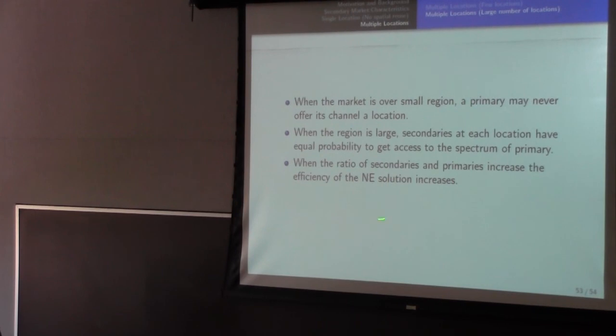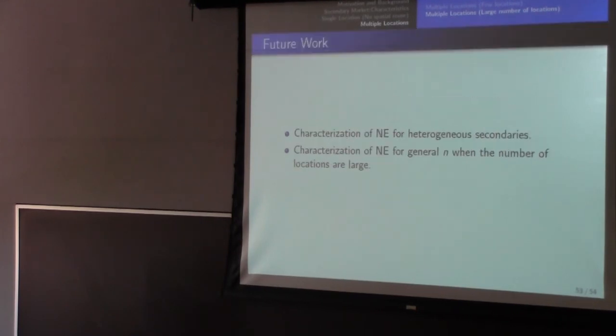And also when the market is over a small region, a primary may never offer its channel at some location, but the good thing is that when the region becomes large and the number of nodes becomes almost infinite, the secondaries at each location have equal probability to get access to the spectrum. And when the ratio of secondaries to primaries increases, the efficiency of the NE solution also increases. But there is some work to be done. The first is, as I mentioned, the secondaries are homogeneous. So what will happen when the secondaries become heterogeneous? And also the characterization of NE for general n when the number of locations is large. We only have results for n equals 1. So what will happen if we increase n? Okay, so these are the results. Thank you.